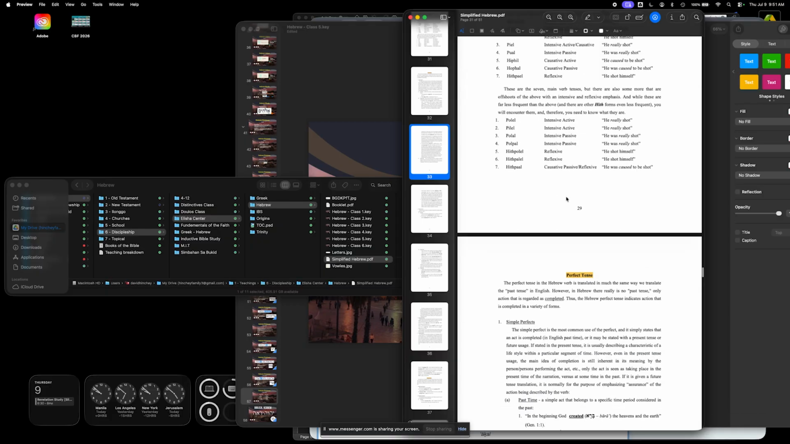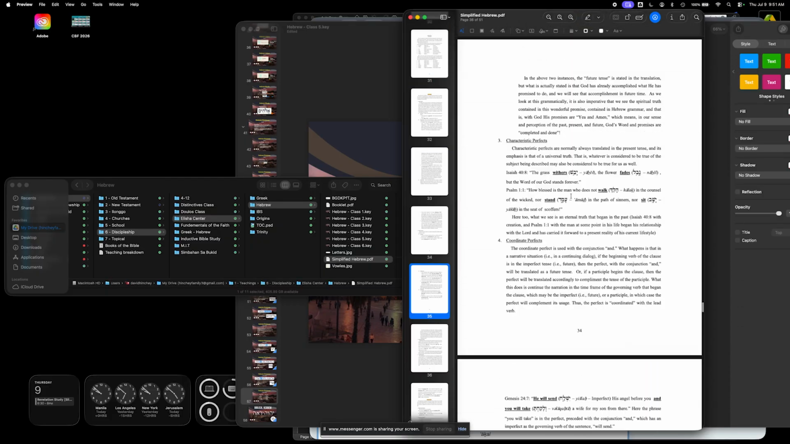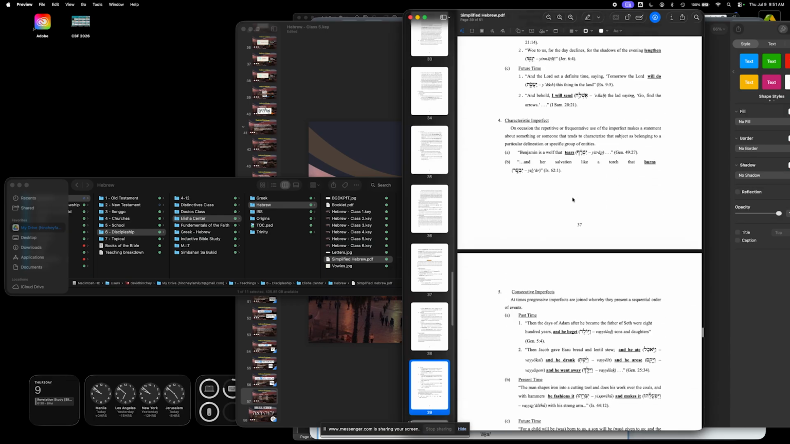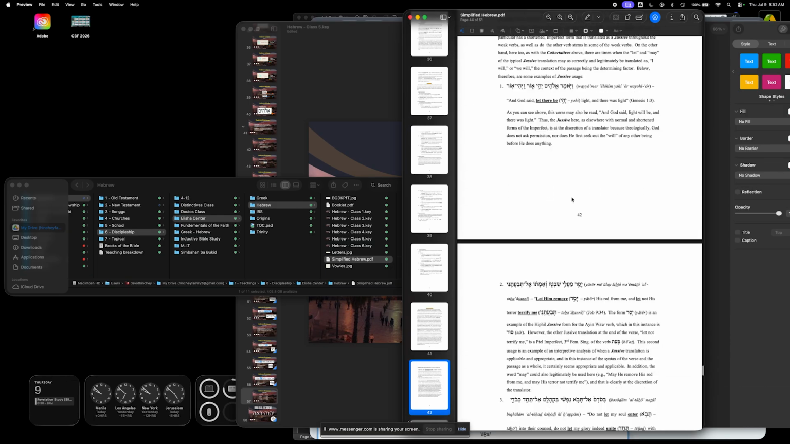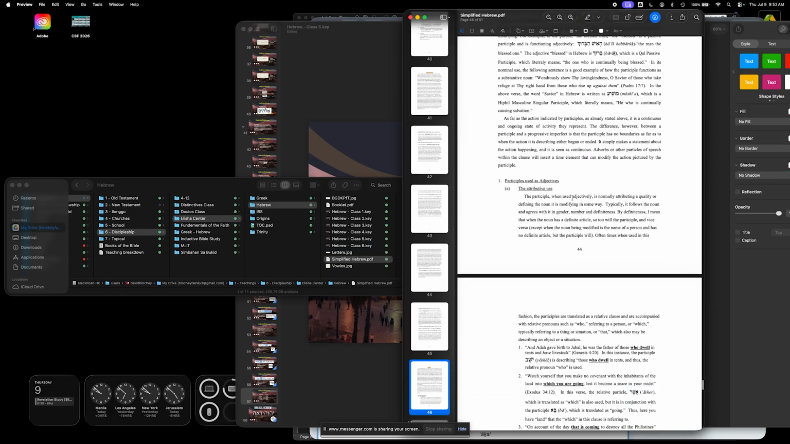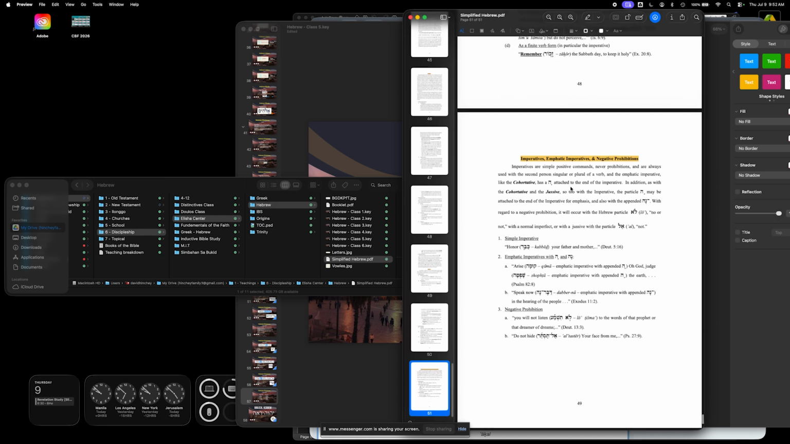I want you to see that. There's like 4 pages just on the perfect tense. So there's more detail there. Imperfect tense, same thing. It gives you a whole lot of details and examples. Cohortatives and jussives are all right there for you. Keep going down, your participles. Keep going down, your infinitives. Keep going down, your imperatives. All of it's there.